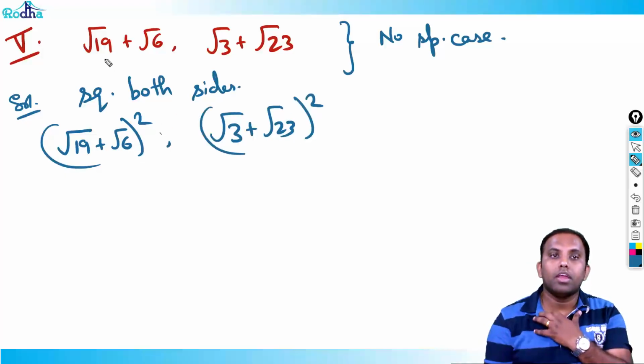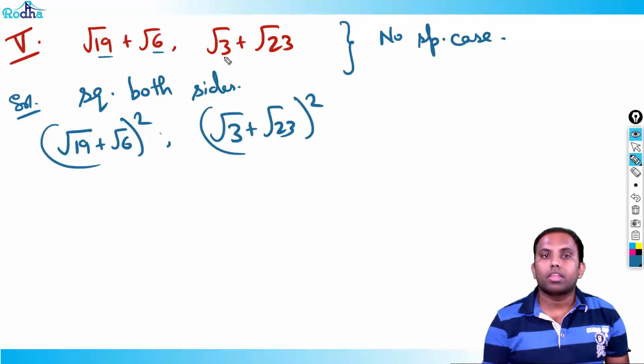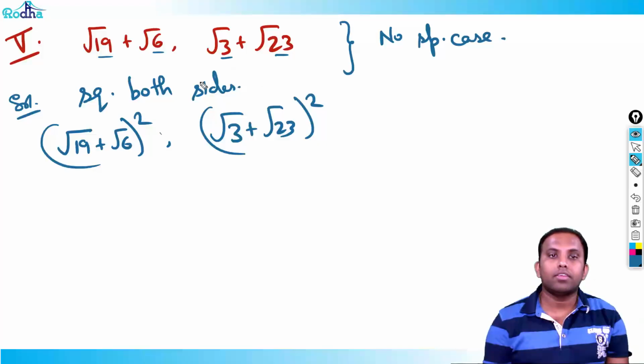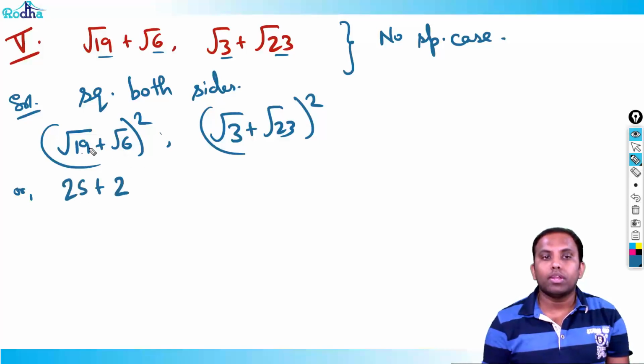You can't apply sum constant here, because 19 plus 6 is 25 and 3 plus 23 is 26. So it is a very close case. We can't compare directly, so in this case, take the square. Now (a plus b) whole square: a square is 19, b square is 6. So 19 plus 6 is 25, plus 2ab, 2 root 19 into root 6, that becomes 2 root 114. Here root 3 square is 3, root 23 square is 23, so 3 plus 23 is 26, plus 2ab, root 3 into root 23, root 69.